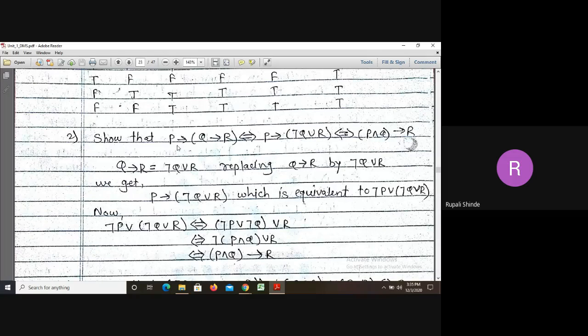So here first we converted the first formula into second one, and again we converted second formula into third one. That's why all these three formulas are equivalent. So likewise also we can do the equivalence.